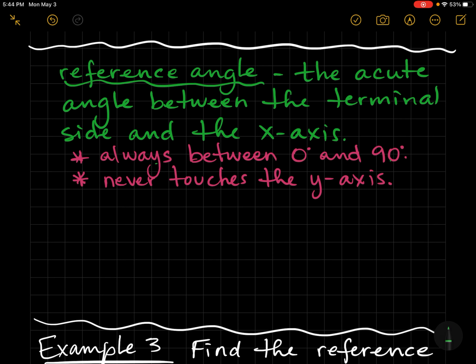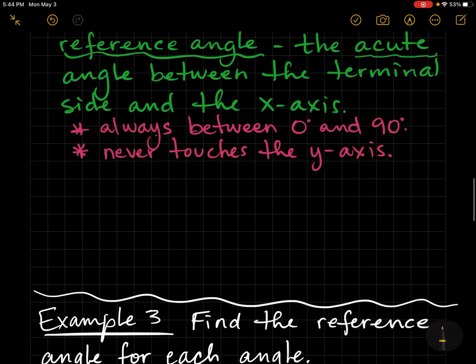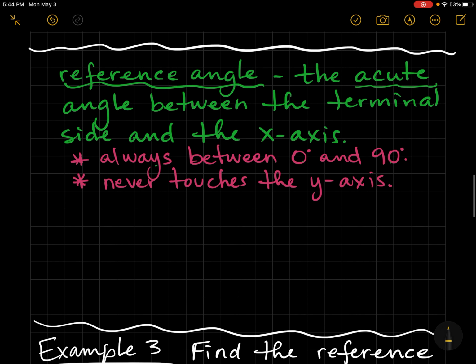Now, let's see what a reference angle is. That's the acute angle that is between the terminal side and the x-axis.